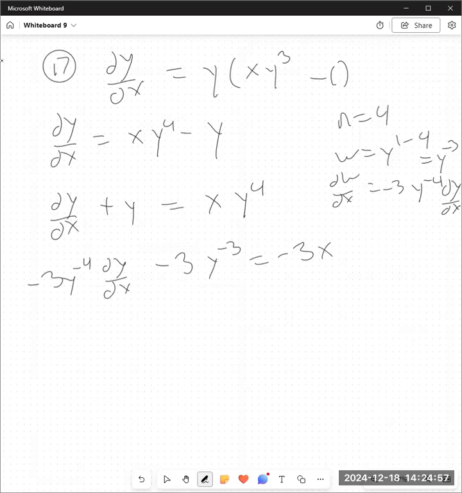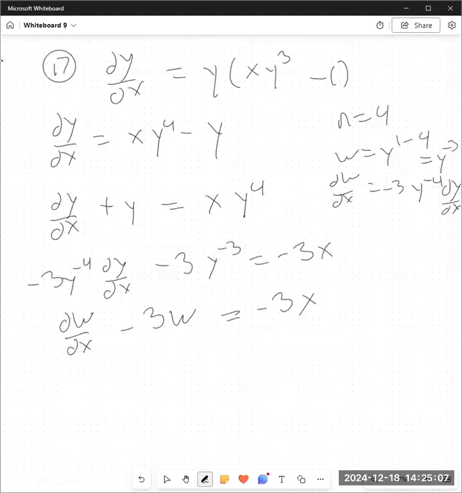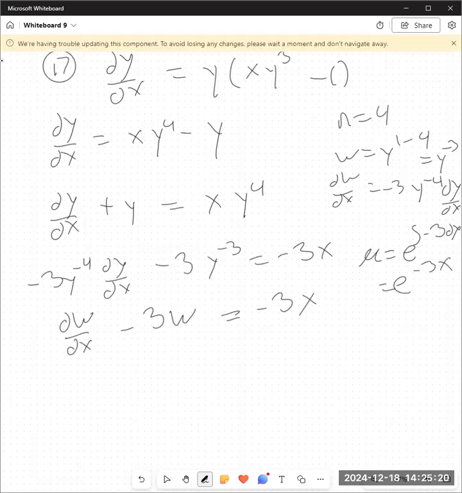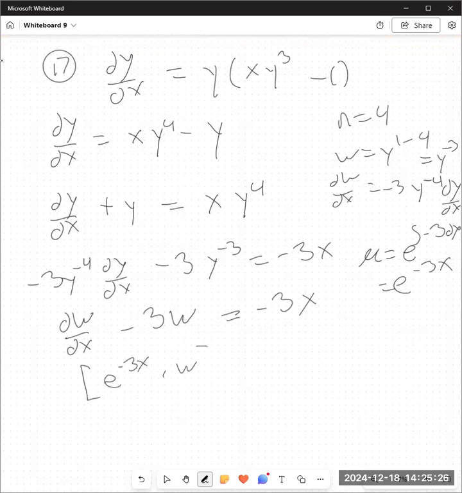Okay. And then I have dw/dx minus 3w is equal to negative 3x. So my mu is equal to e to the integral of negative 3 dx. It's going to be e to the negative 3x. So we have e to the negative 3x times w, dx is equal to negative 3x e to the negative 3x.